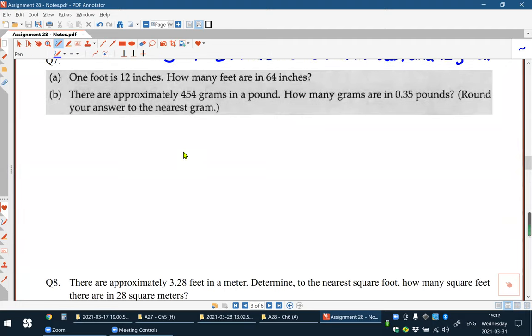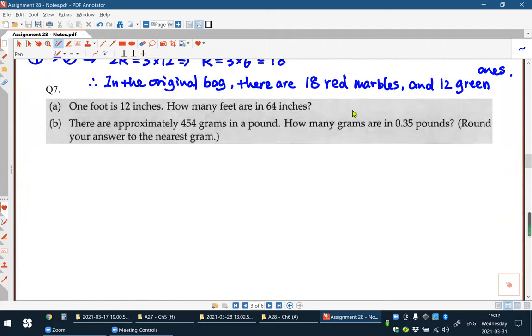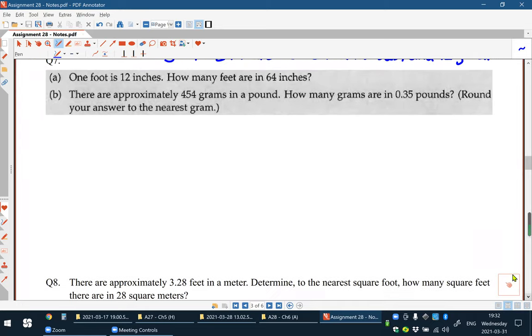Okay, if you don't have any questions, let's have a look at question 7. One foot is 12 inches. How many feet are in 60 inches? Here, there are actually many methods to solve this question.